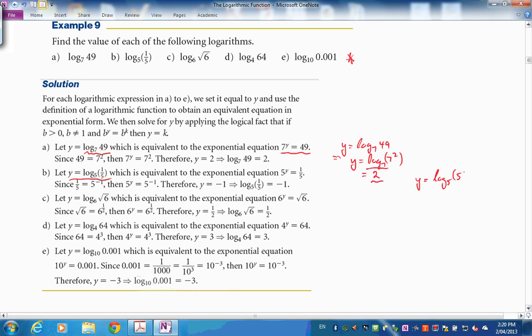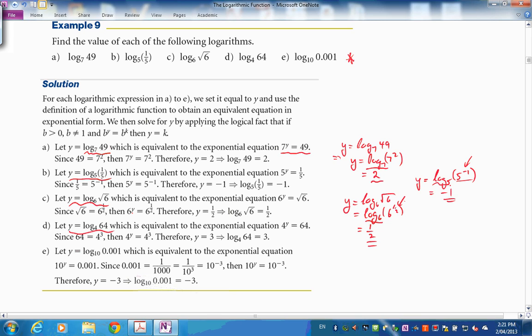Then over here, log to the base 5 of a fifth. Let's write a fifth as a power of 5, and then it's obvious what the answer is. Y is the power needed to raise 5 to get the number. The number is already written as a power of 5, so it's just negative 1 from our definition. Log to the base 6 of root 6. Well, let's write root 6 as a power of 6. It's 6 to the half. So this is saying find the power of 6 to get this number. It's written as a power of 6, so the answer is that power. Do you get the idea?